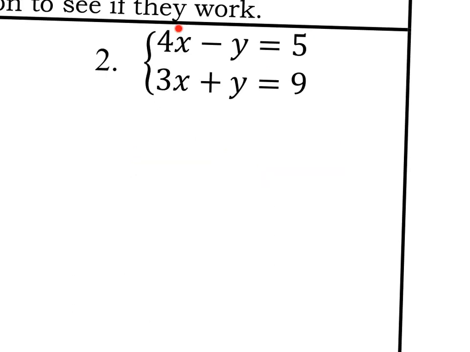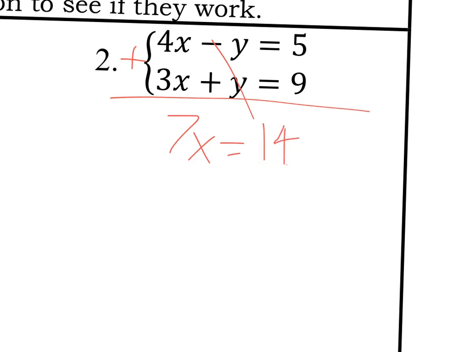For number 2, check to see if they're both in standard form. You have something x plus something y equals your constant, so you're good. Do you need to multiply one or both of your equations by a number to get them to eliminate? No, you don't, because you have a negative y here and a positive y there. So when I add the two equations together, those will cancel. So I'll have 7x equals 14.